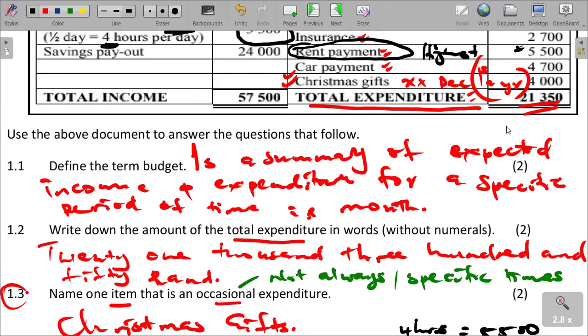The first question says, define the term budget. A budget is a summary of expected income and expenditure for a specific period of time. That is normally a month, or it can be a year, or whatever given period of time where money is expected to come in and is saved for that purpose, and the expected expenses are also outlined in order to ensure that what is expected to be spent on can be fulfilled. So it identifies income and expenditure for a specific period of time.